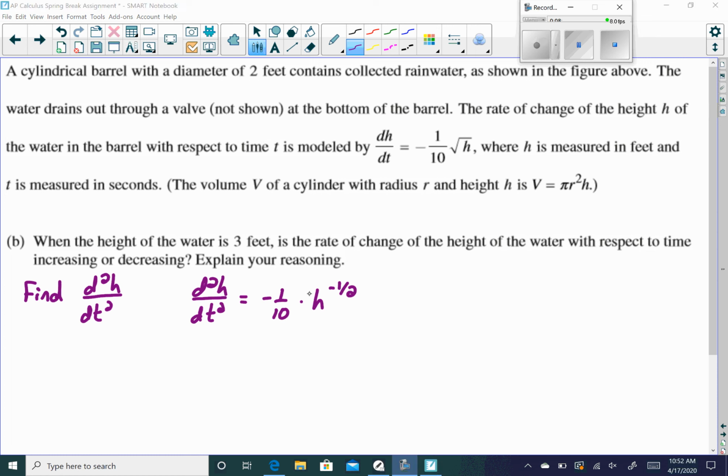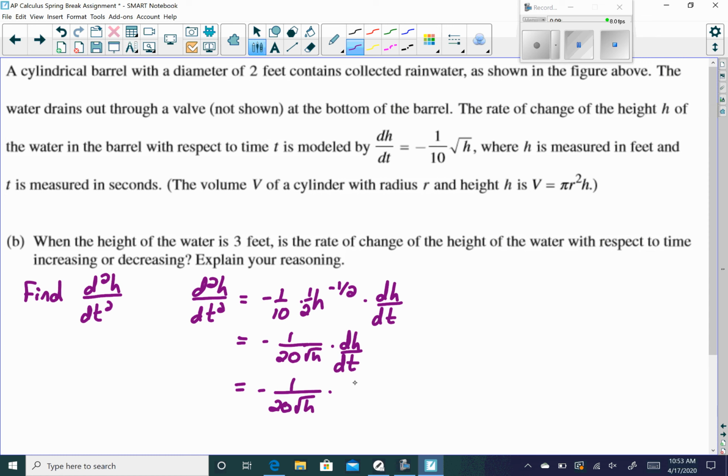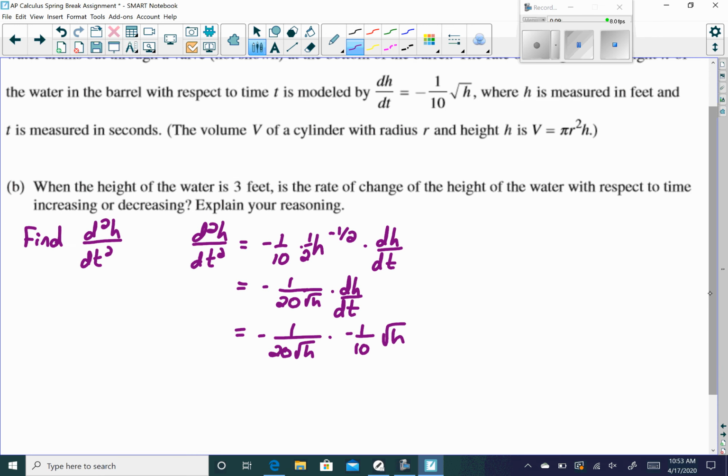And then actually times we'll put the 1/2 in front of it. So negative 1/10 times 1/2 h to the negative 1/2, which really becomes negative 1 over 20 radical h. But then we also need this times dH over dt, because again it's with respect to time. So bringing this back in, we're going to get a negative 1 over 20 radical h times negative 1/10 radical h. The radical h's divide out, and we're actually left with 1 over 200.